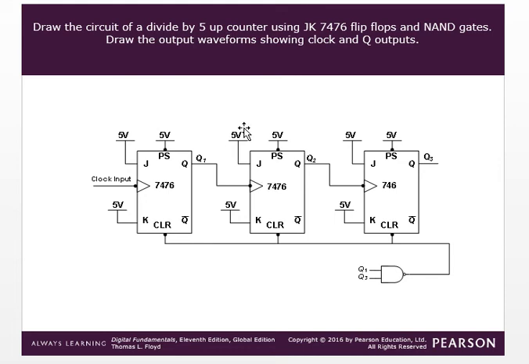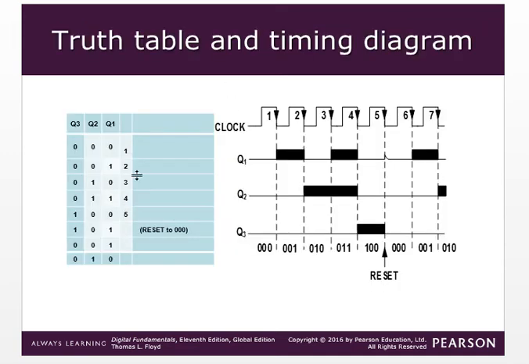But here in the question, carefully see the question, it is divided by 5. Okay, let me go to the truth table. See here, this is the truth table. So here 0 0 0 is state 1, 0 0 1 state 2, 0 1 0 state 3, 0 1 1 fourth state, 1 0 0 fifth state. Only the fifth state is allowed. Why? Because it is a mod 5 counter.